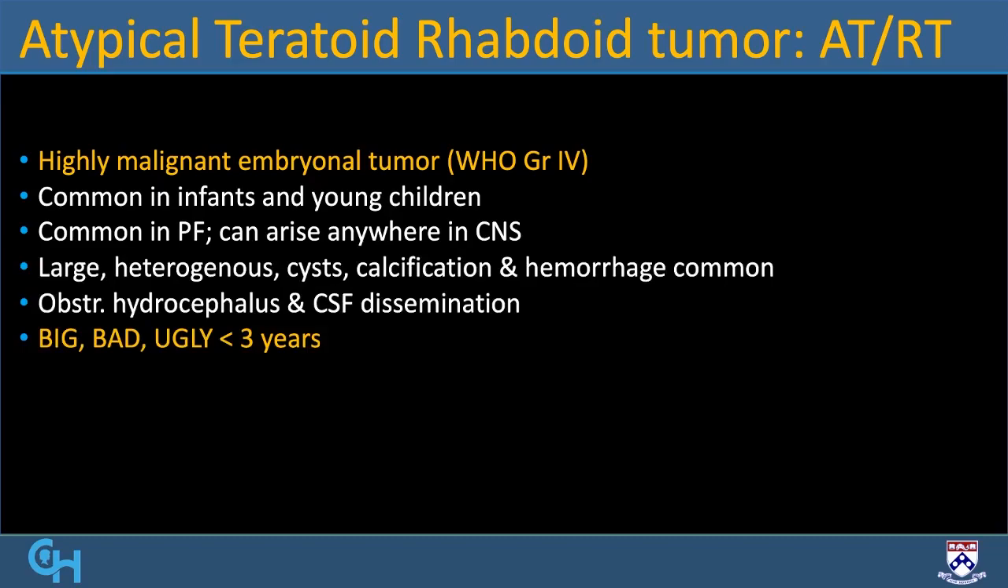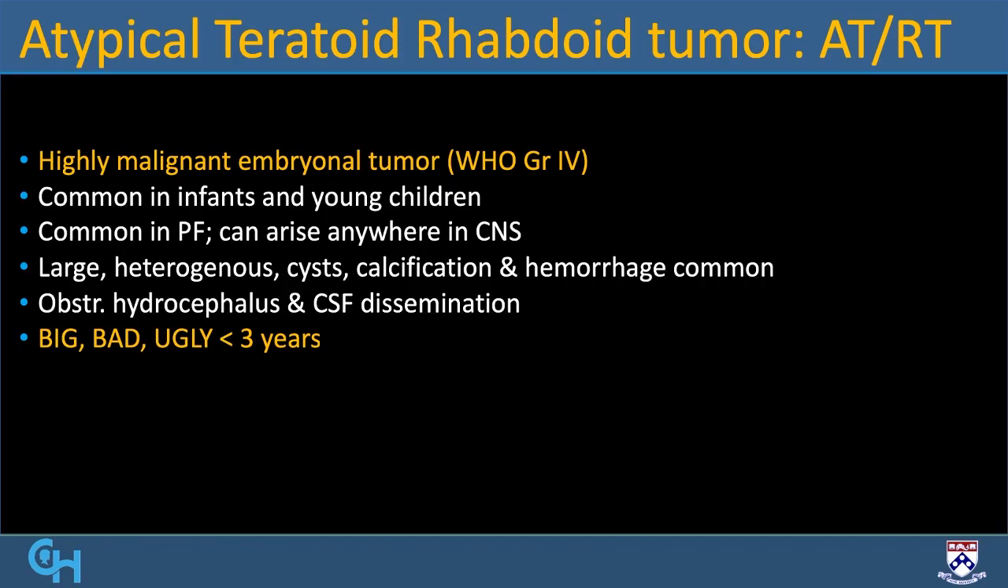On imaging, they are typically large, heterogeneous, with cysts, can have calcification, and hemorrhage is very common, and they also have a very rapid growth rate. They can produce obstructive hydrocephalus, and again, CSF dissemination is common with the ATRT group of tumors.